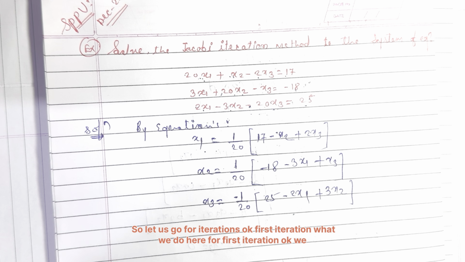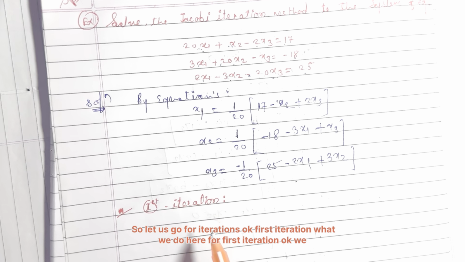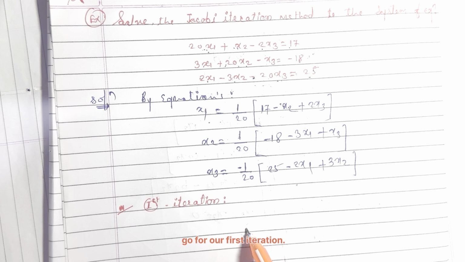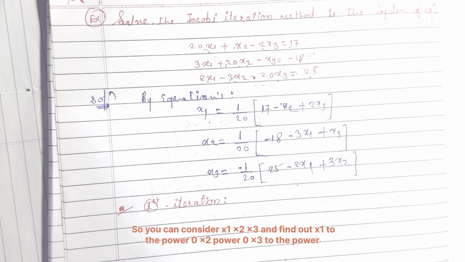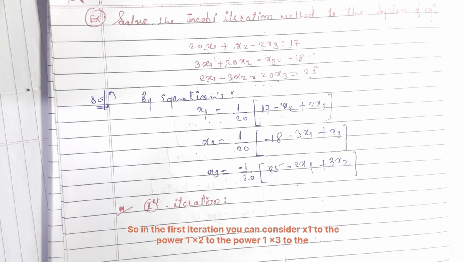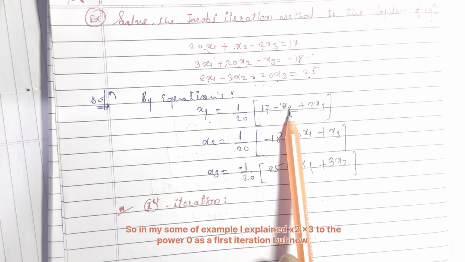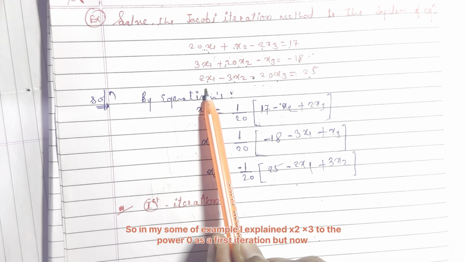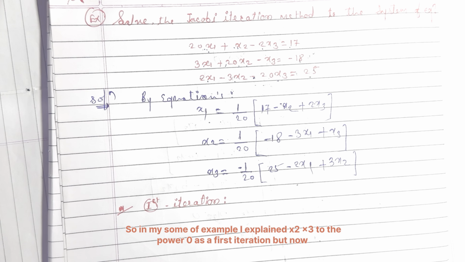First iteration, what do we do here? You can consider x1 to the power 0, x2 to the power 0, x3 to the power 0 as the first iteration, or you can consider x1 to the power 1, x2 to the power 1, x3 to the power 1. Both methods are correct and you will get the equivalent answer. In some examples I explained it as x1, x2, x3 to the power 0, but now you can take either one.